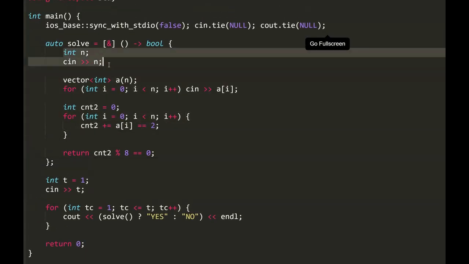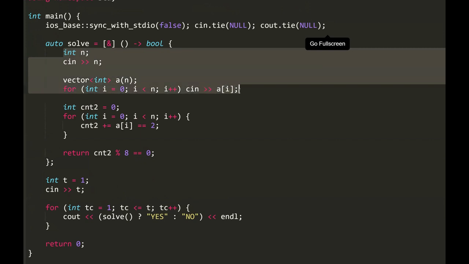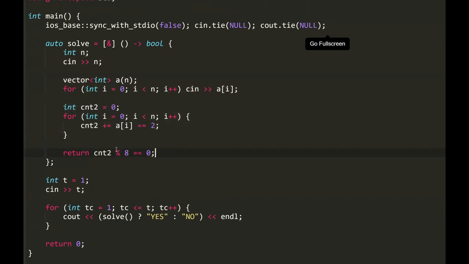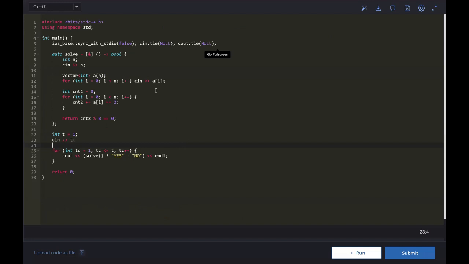For each and every test case, I have been taking up the inputs, basically the number of elements and the array. Then I have been calculating the frequency of 2 in the array. And then I have been just returning whether the number is divisible by 8 or not. So if the count is divisible by 8, then I would print yes. Otherwise, I will print no.